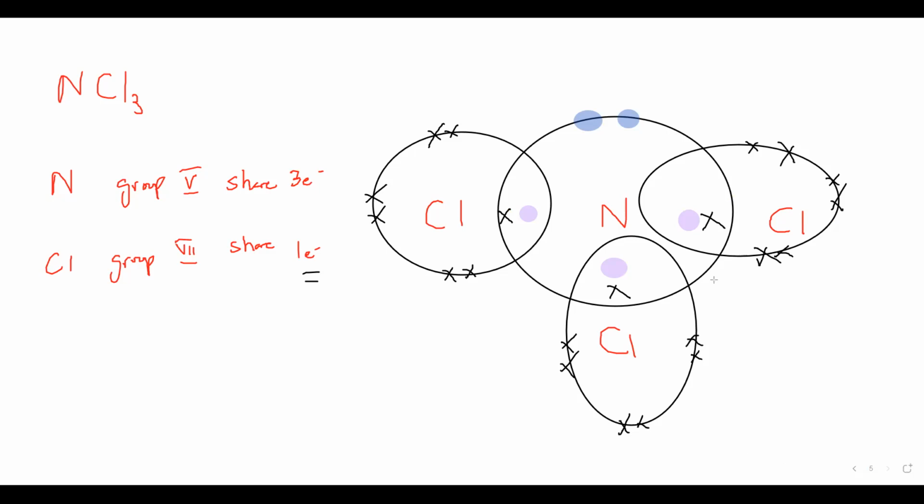Another example. If you want to draw the structure of CCl4, carbon and 4 chlorine atoms. Carbon belongs to group 4. So as it belongs to group 4, how many electrons will it share? Carbon belongs to group 4, so it will share 4 electrons.